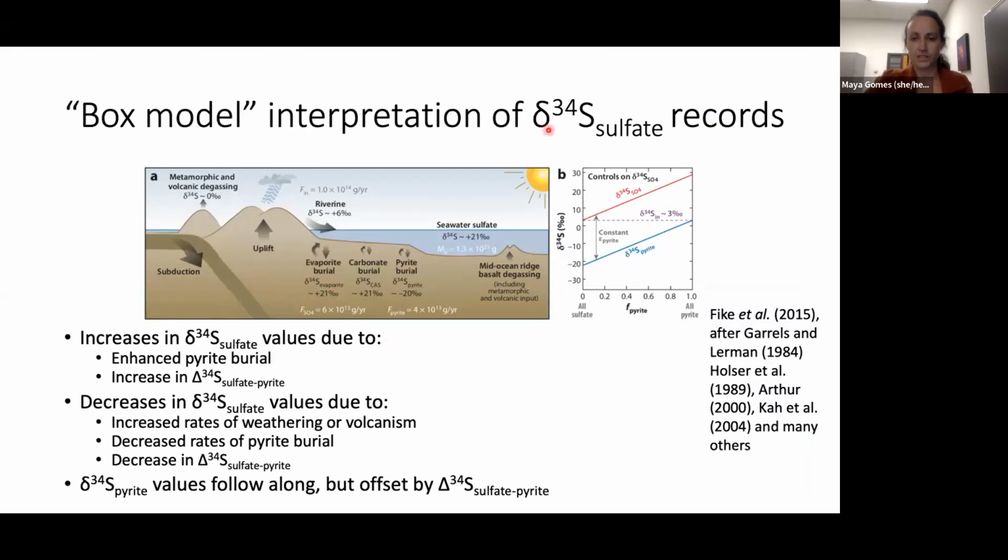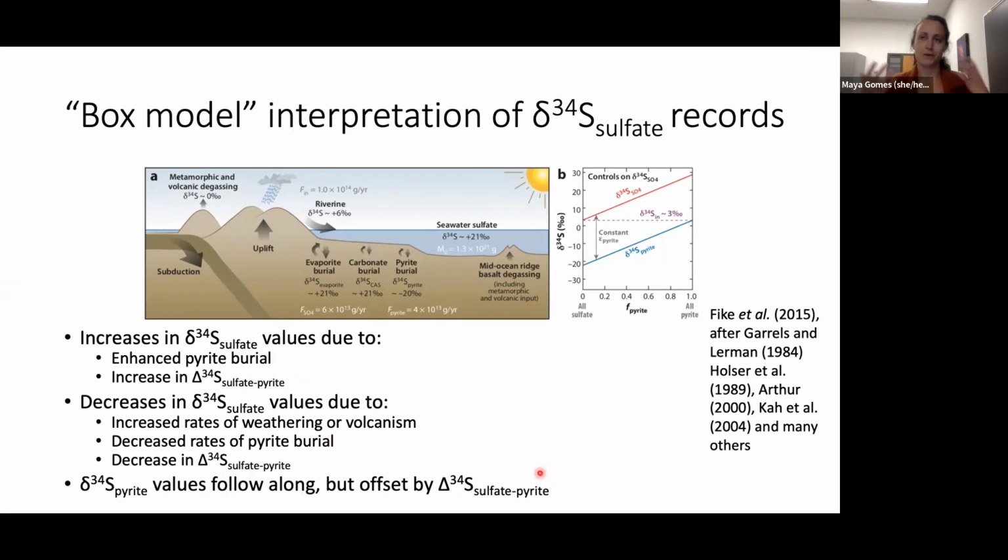So specifically, when we see increases in sulfur isotope composition of sulfate that is preserved in the geological record, we usually take that to mean there's enhanced pyrite burial, perhaps in low oxygen systems, or a change in the sulfur isotope fractionation associated with sulfate reduction that might be due to changes in organic matter or something else like that. Whereas a decrease in the sulfur isotope value, we usually interpret as being due to increased rates of weathering, volcanism, or decreased rates of pyrite burial, perhaps because there are less low oxygen systems in the ocean. And then we just assume that the pyrite follows along, but is offset by that sulfur isotope fractionation value. And again, I'll go into a lot more specifics about these different processes and why we make these interpretations.